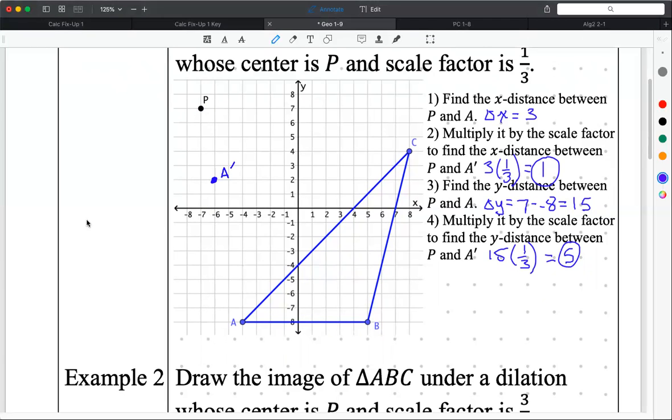Is there someone that can give me a quiet raised hand? How could we verify? There was a method that I showed you guys yesterday to verify if that was indeed a dilation. Jade?